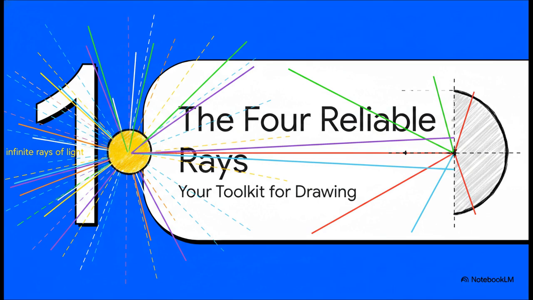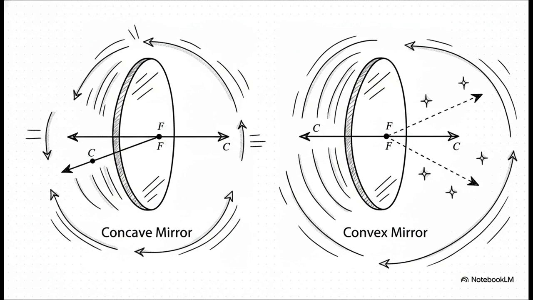Okay, so let's get into our toolkit. You see, an object gives off countless light rays in all directions. But thankfully, we don't need to draw all of them. That would be impossible. Instead, physics gives us a special toolkit of 4 very simple, very predictable rays. If you can just master any 2 of these 4, you can construct any ray diagram perfectly.